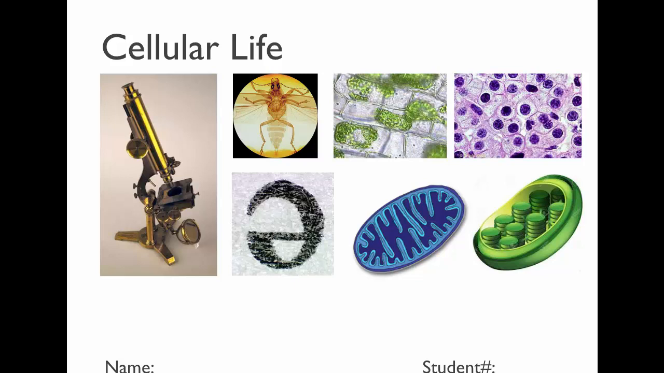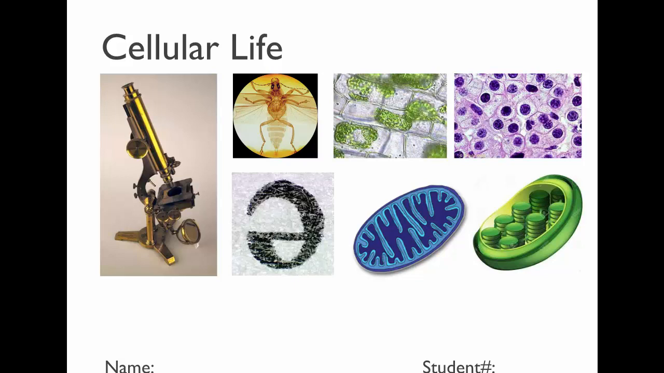In this unit, we do a bunch of different things, Robert. Starting with microscopes. So this is a microscope from, I don't know, probably the early 1800s or so. Microscopes have been around for a couple hundred years. And we'll talk a little bit about the history of that as we get into cells. But we're going to see some things under our microscopes, things like insects.